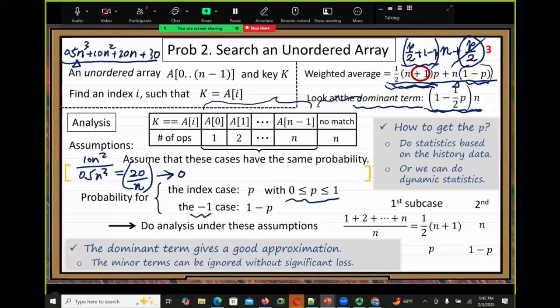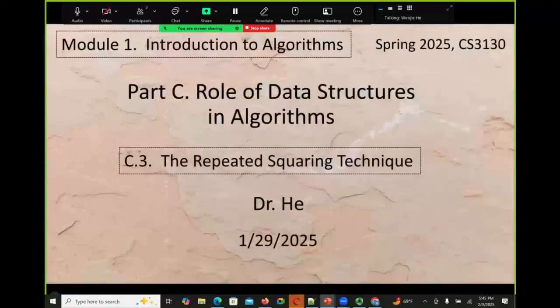Later we will use this a lot. So we finish that topic, the average topic, C.2 actually. Now C.3.